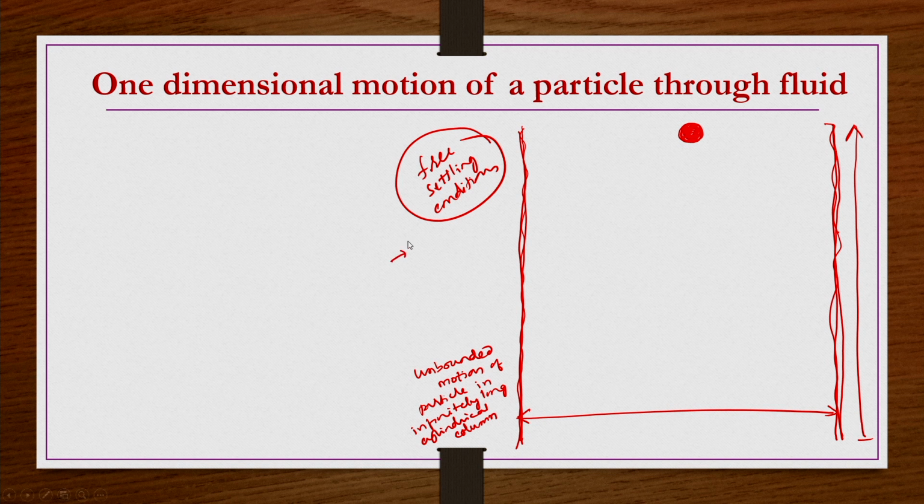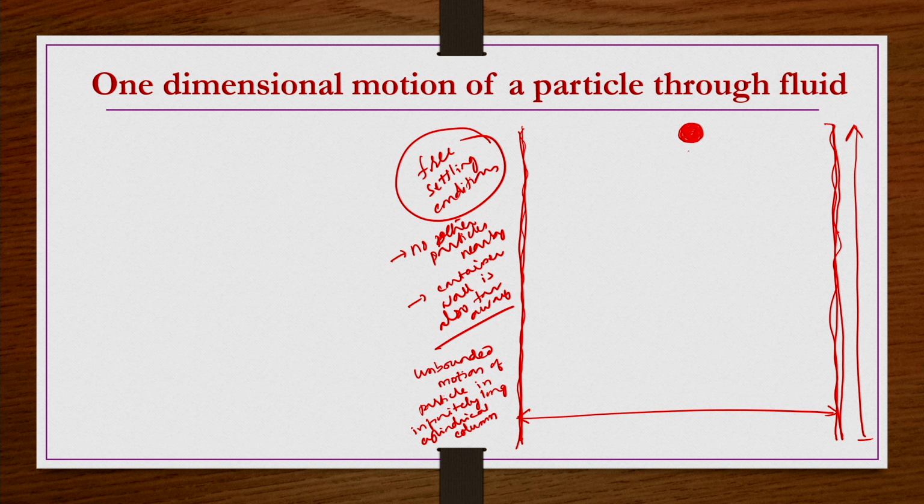How do you make sure that the particle settling conditions are free settling conditions? You can make sure by having an unbounded flow, with no other particles nearby, and the container wall also far away from the particle. By taking these things, you can make sure that the particle is settling under free settling conditions, without any hindrance from the neighboring particles or from the container wall.